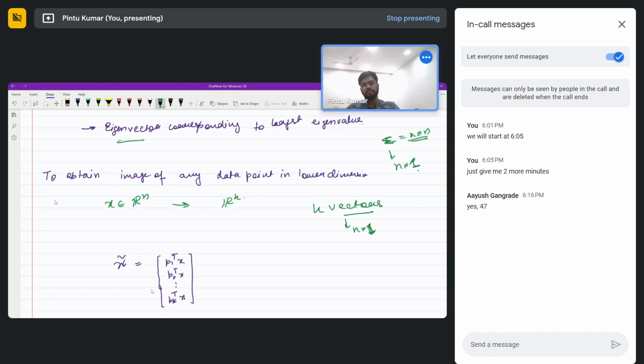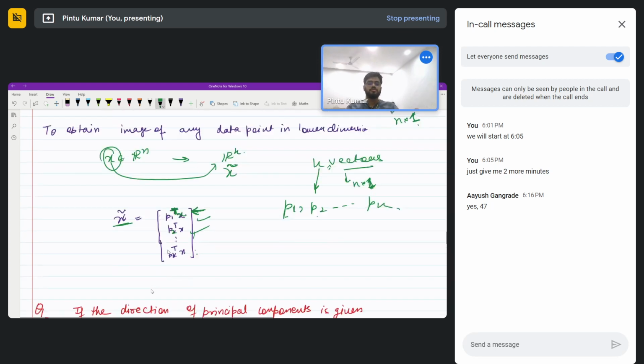How do you obtain the map of this in Rk? Let's call it X tilde. To obtain the first component, you take the dot product with the first of the k vectors that you got. If you name them P1, P2, up to Pk, principal component 1, principal component 2, and so on, then the first position would be P1 transpose X, the second position will be P2 transpose X, and so on. This way you can get a k-dimensional map of any of your data points.